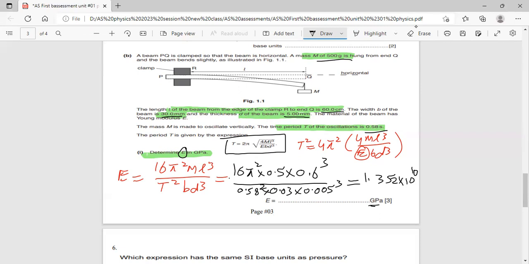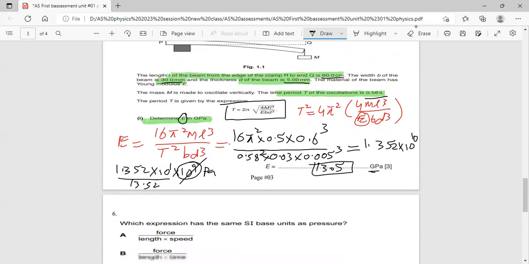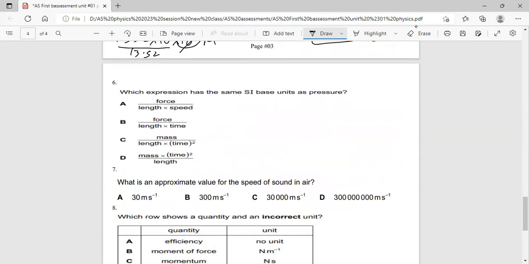Now, as you have to express this in giga, we can write it as 1.352 × 10¹ × 10⁹, because you split that up. So 10⁹ is giga, so don't write it because giga is there. And then multiply these two together, so it is 13.52 or 13.5. This is your answer.